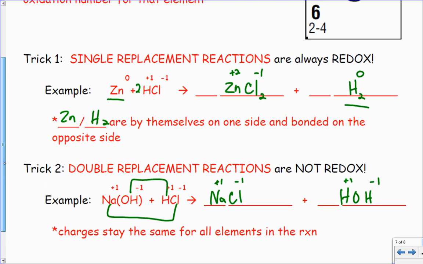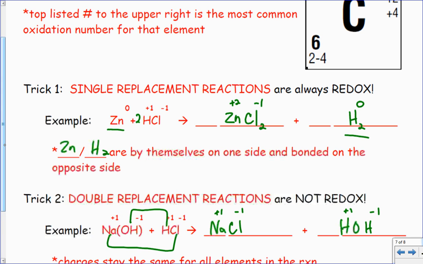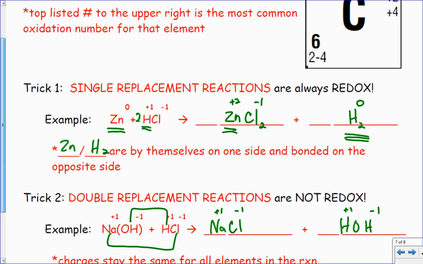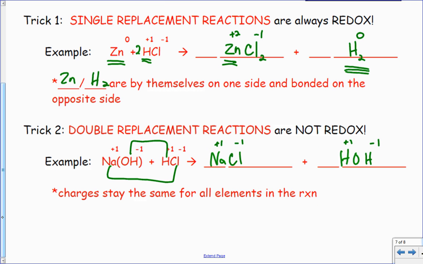Well, the way this oxidation reduction thing works is, on the first problem, the Zn on the left was a 0, and now it's a +2. So it lost 2 electrons. The H went from +1 to 0. So it gained electrons. So that's where I see the oxidation and the reduction happening, is that changes, okay? In a double replacement reaction, the charges all stay the same on the left side and the right side.